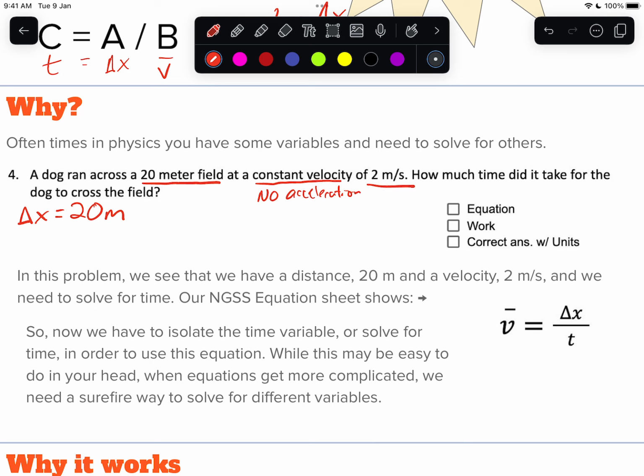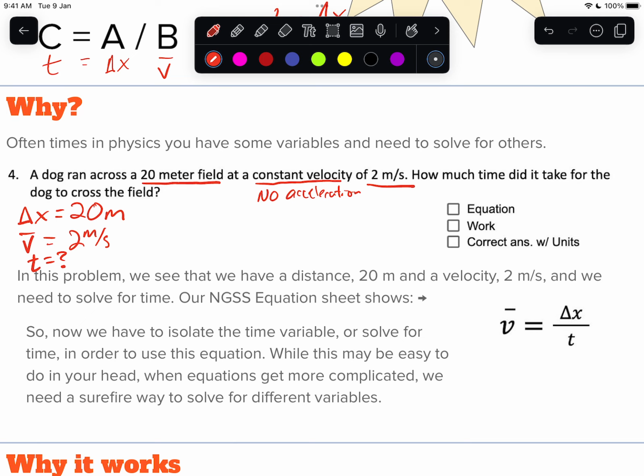And 2 meters per second. Well, meters per second, that's a velocity. So I know the velocity is going to be equal to 2 meters per second. How much time did it take for the dog to cross the field? So what I don't know is time, and that's what I'm looking for. I'm looking for the time it took the dog to cross the field.